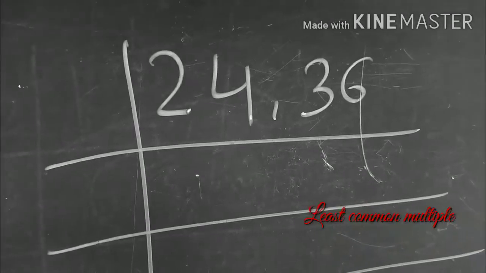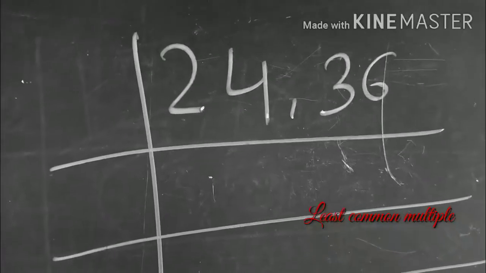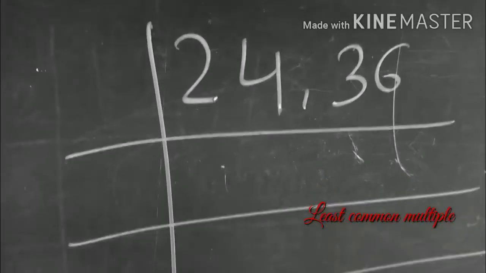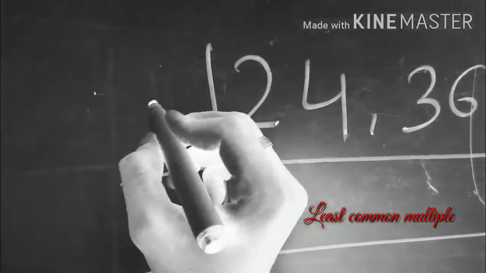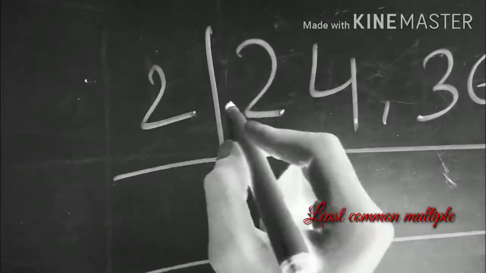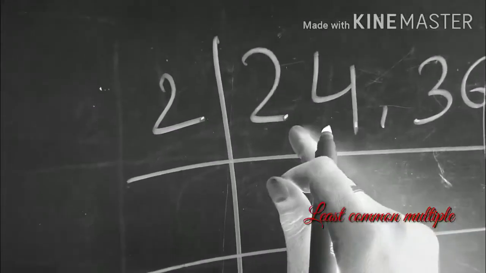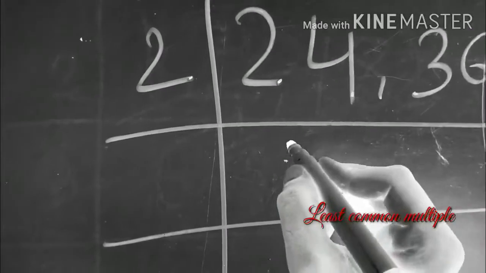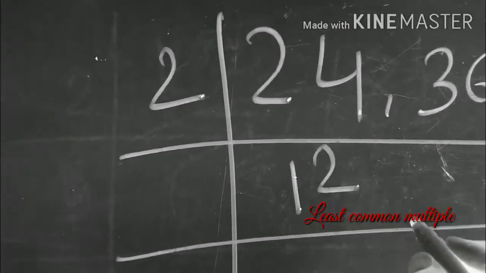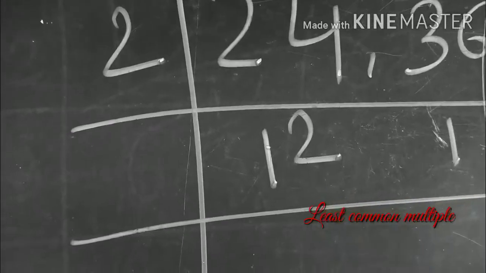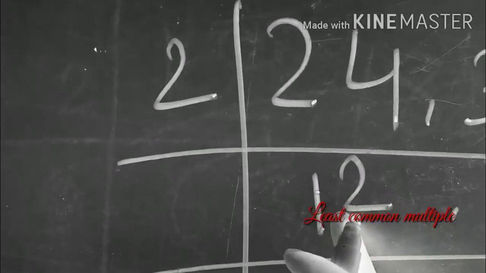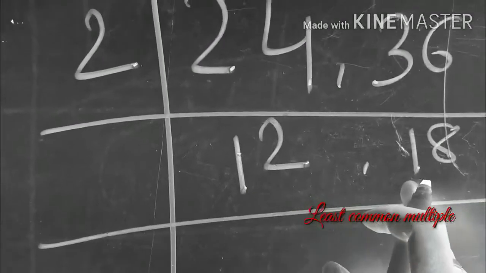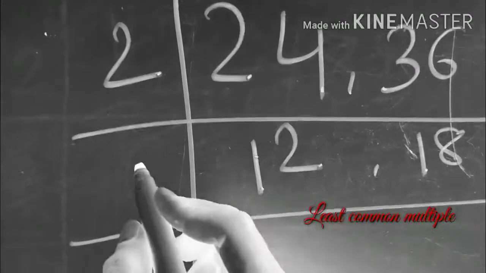The next given example is 24 and 36. So what is the rule? We have to divide by 2, the smallest number. 2 is common for this term and this term. So 24 divided by 2 is 12 and 36 divided by 2 is 18. Then 2 is common for this number also, so again we will put 2.